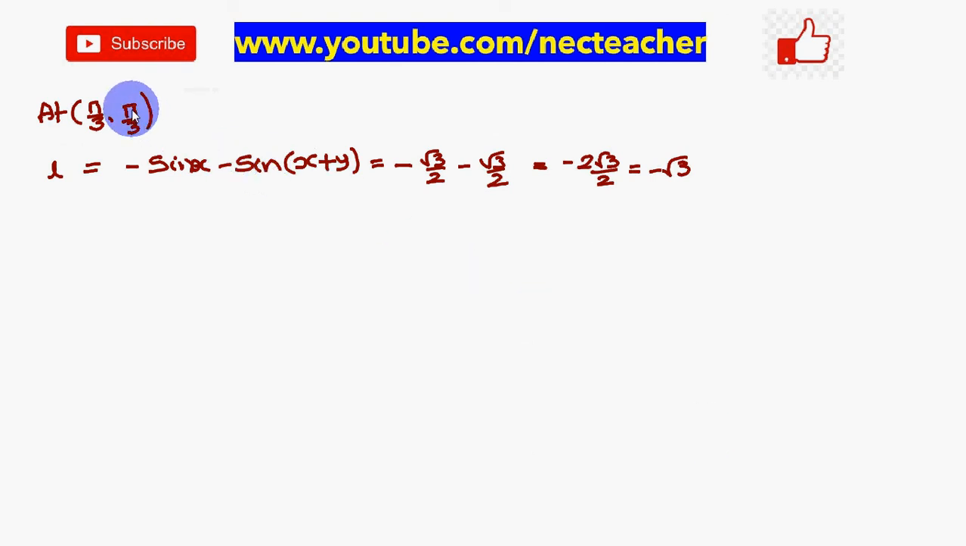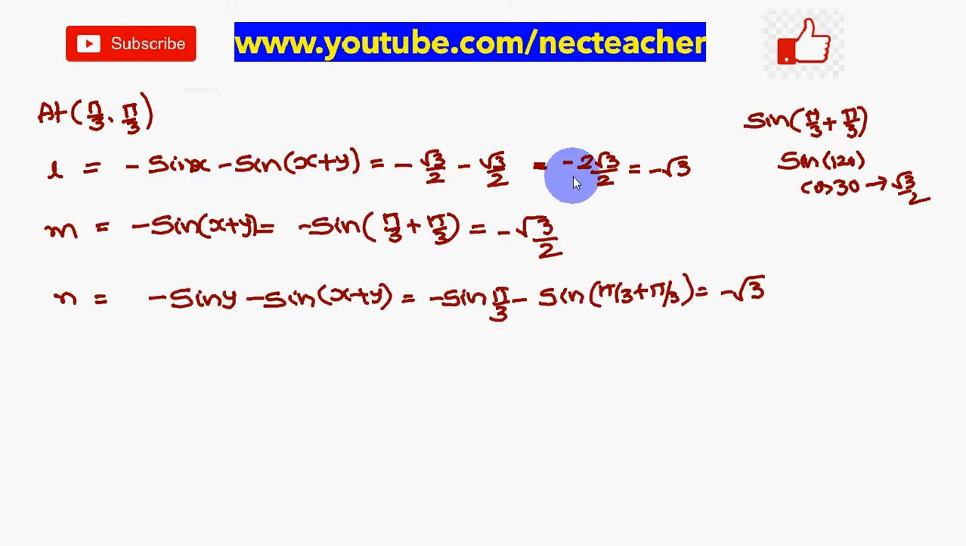So now we will consider any one point, (pi by 3, pi by 3). So L is equal to this much. Sin 120 is how much? Sin 120 is sin(90 plus 30), that means cos 30. Cos 30 is how much? Root 3 by 2. So if you substitute like this, you are going to get the L, M, N values like this.